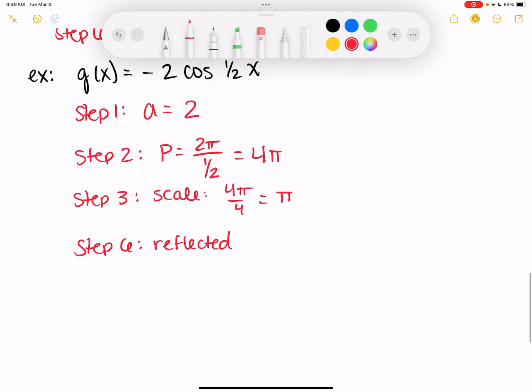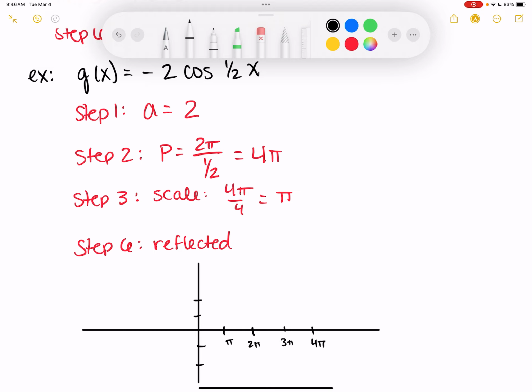All right, so I'm going to set up my graph here. I've got an amplitude of 2. And then I'm counting increments of pi. So pi, 2 pi, 3 pi, 4 pi. So the very first thing I will always do is draw the parent graph, the graph with nothing happening to it. Okay, no shifts, no reflections.